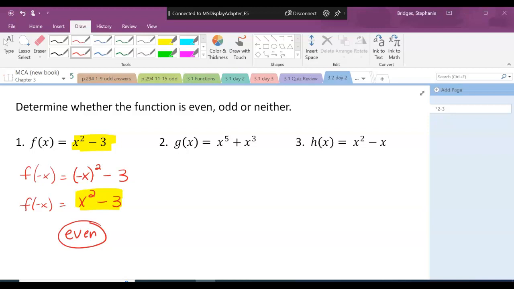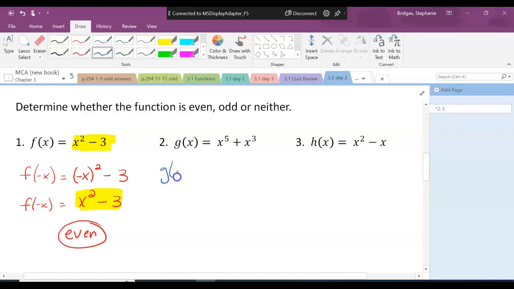Does that make a little bit of sense? All right, so for number 2, we're going to do the same thing, except this time we're plugging in negative x into this g function. Remember, the letters don't mean anything other than that's a different function, so we call it by a different name. So we're going to do this.